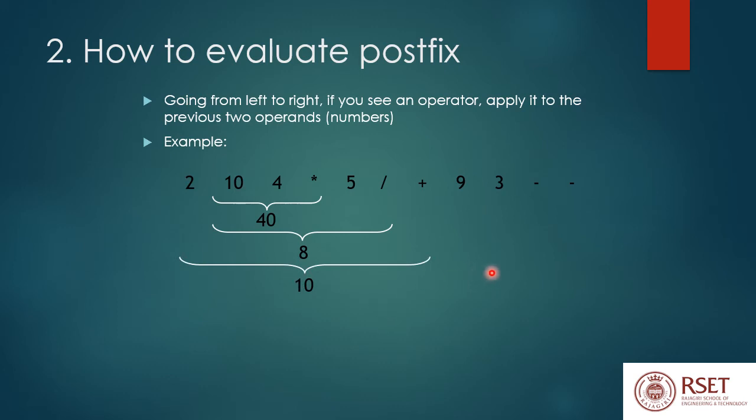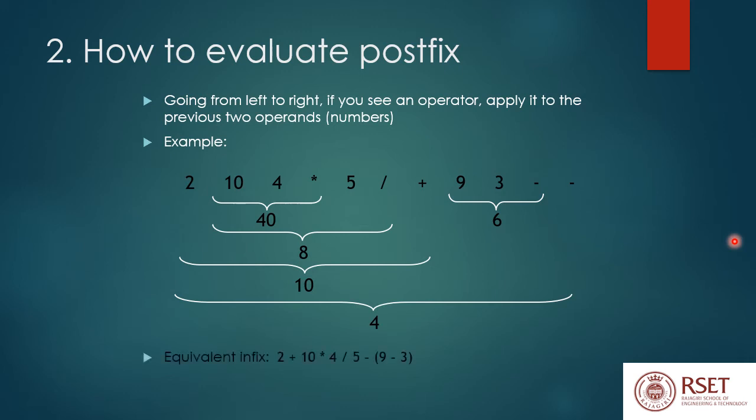You see 9, no problem. You see 3, no problem. Minus. Suddenly, you apply this minus to 9 and 3. 9 minus 3 gives you 6. So now you have at hand 10, 6, and minus. The last operator, you apply to 10 and 6. 10 minus 6 is 4. This is the answer, and this is how you evaluate a postfix expression manually, by hand. So this was the equivalent infix expression.